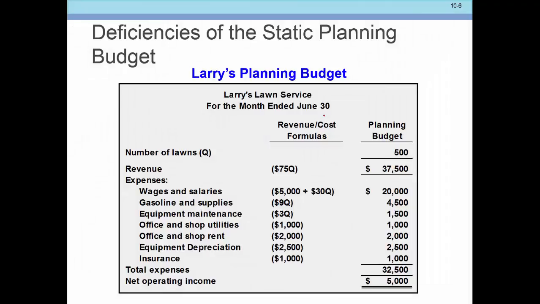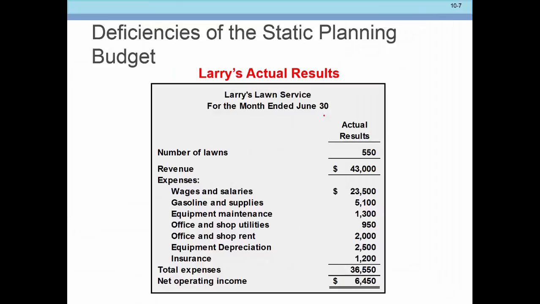So it was $9 for gasoline and supplies, right? So if it's $9 for gasoline and supplies, and he mowed per lawn, and he mowed how many lawns? 550 lawns. So that should be what? $49.50. Is it? No, it's what? $5,100. Well, what's going on? Why is it $5,100 when it should have been $49.50 at this level of activity at 550?